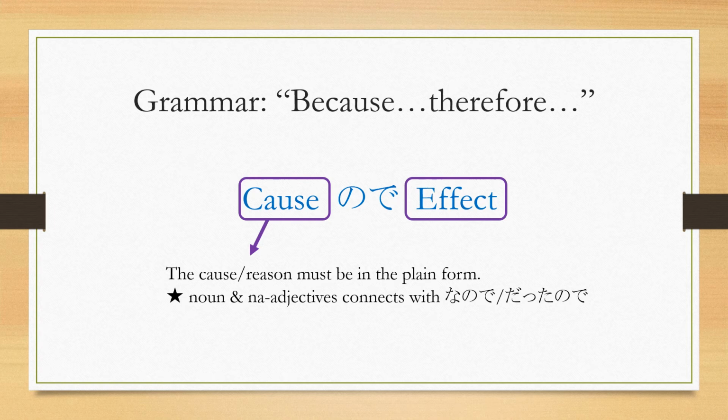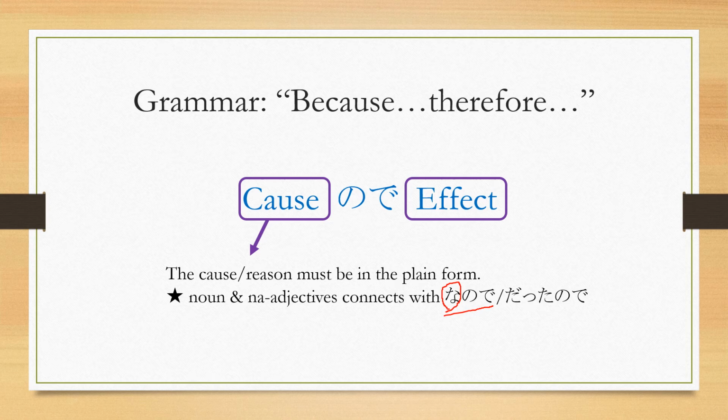So that's why when we use kara, it ends with dakara. But with node, you have to say na node. The da disappears and you have to replace that with na. Na node. So if the sentence ends with, for example, suki, which is a na-adjective, you have to go suki nanode. If it ends with a noun such as 18歳, 18 years old, 18歳 nanode. So it is only the noun and na-adjective in the present tense that you have to go nanode.